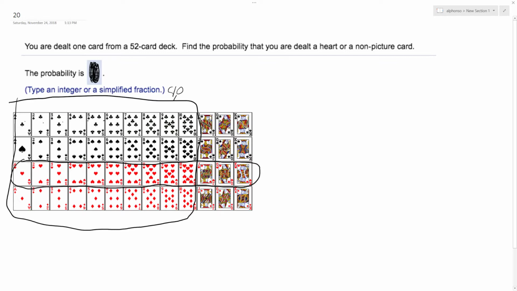And then you have your three picture cards of hearts. So that's essentially 40 plus 3, so it's just 43, which is a prime number. And that's just over 52. And there's no way you can reduce this anymore. So you have a 43 out of 52 chance of either picking a non-picture card or a heart.